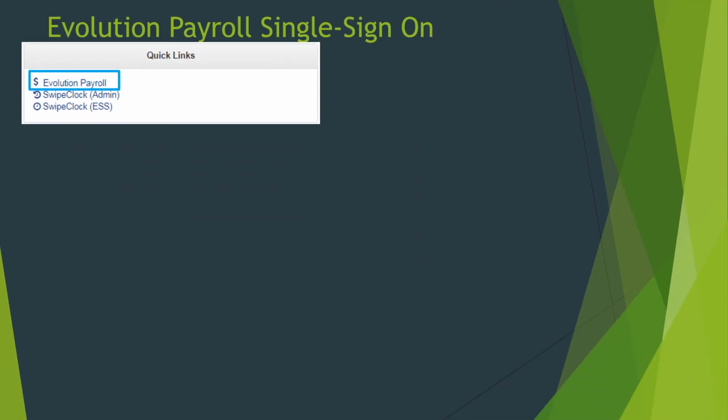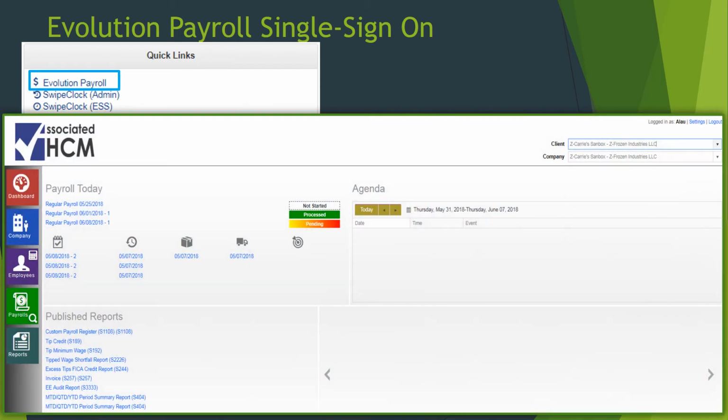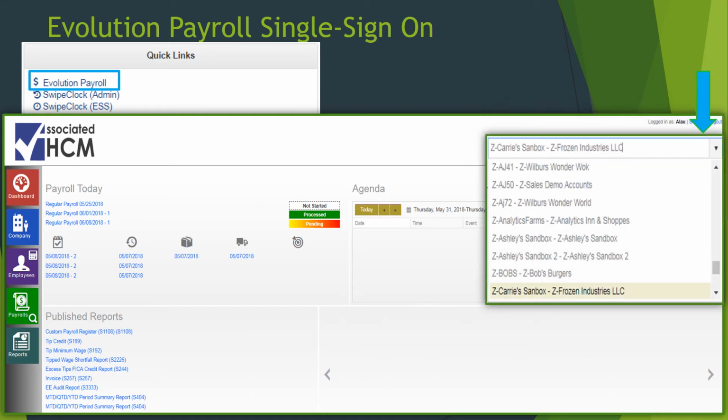With the Advanced HR single sign-on feature, the administrator is brought directly into their company's payroll dashboard. In the event that a user has rights to multiple companies or entities, they will have the ability to toggle between all payroll accounts.